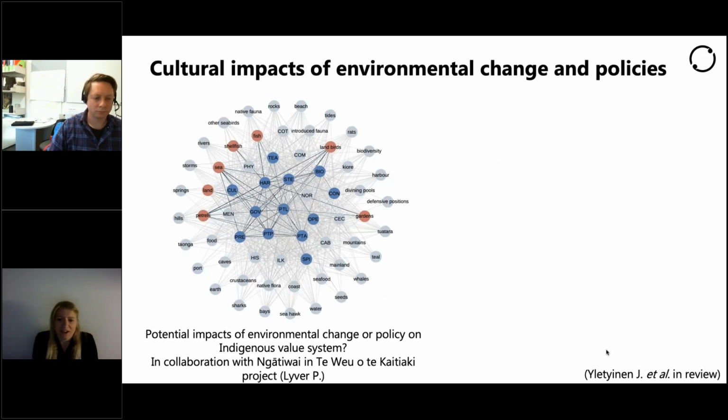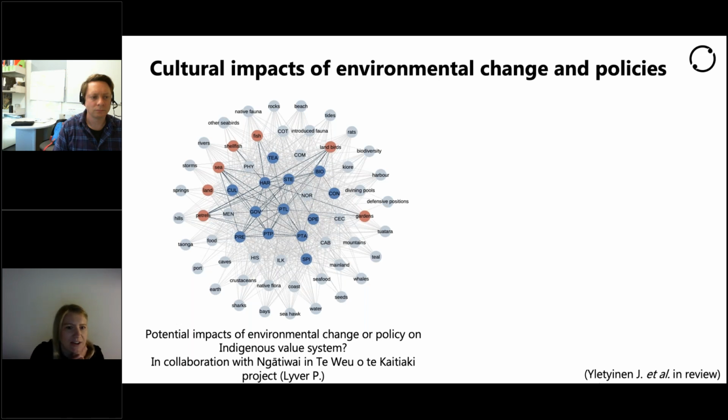The second example is work I'm doing with Phil Lyver and the Ngāti Awa iwi, trying to detect what might be the cultural impacts of environmental change or policies that affect the access of community to nature. And the idea here is that when culture changes, it's often really difficult to identify how. But we know from network science that being connected means there's a higher likelihood that disturbance can spread. So in this network, all the nodes with capital letters are indigenous values.